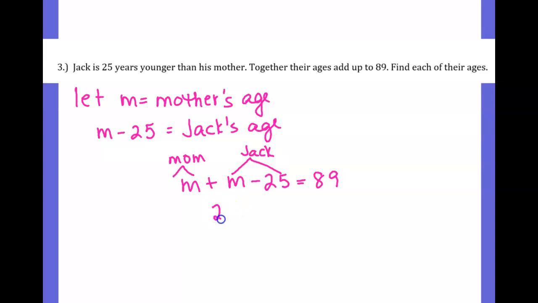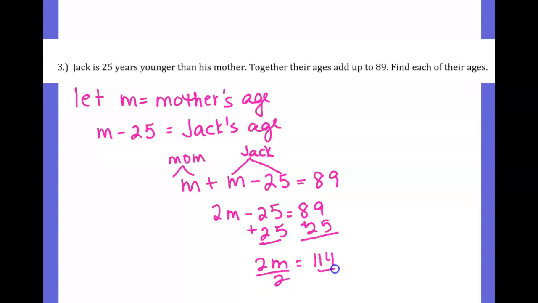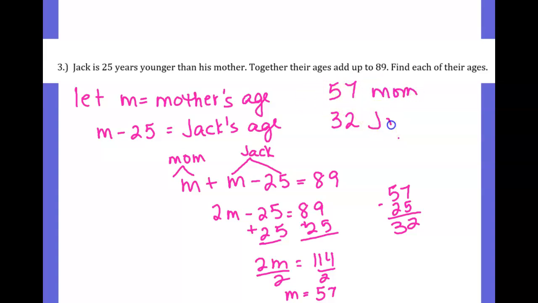Now we just combine our like terms and we add 25 to each side to add or subtract the constant. When we do that, we get 2m is equal to 114, and then we divide by 2. Mom is going to be 57, and then Jack would be 57 minus 25, so Jack would be 32. It says to find each of their ages, so Mom is 57, Jack is 32.